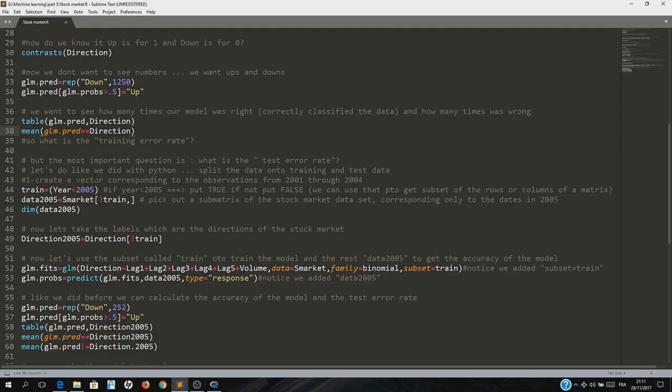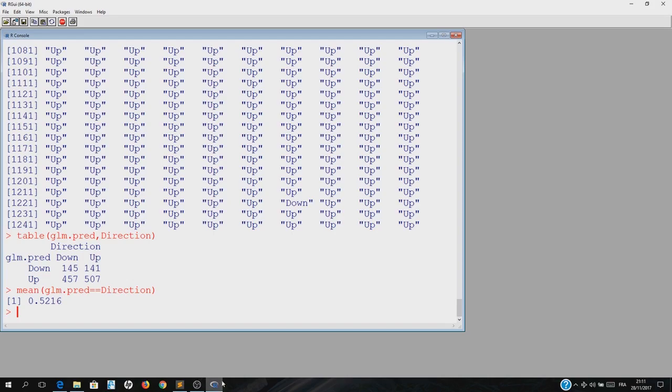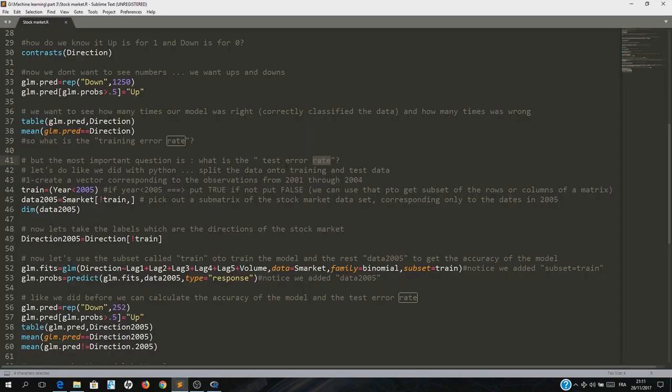But the most important question is, what is the test error rate? We have the training error rate, but the most important question is the test. So let's do like we did in Python. Split the data into training and test data, and then create a vector corresponding to the observations from 2001 to 2004. So we use the data from 2001 to 2004 as our training data, and the data from 2005 as our test data.